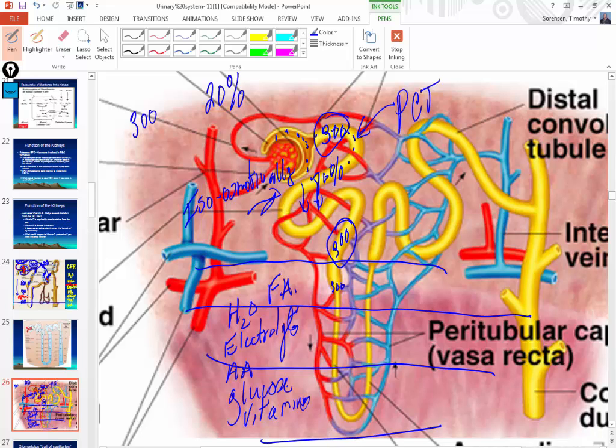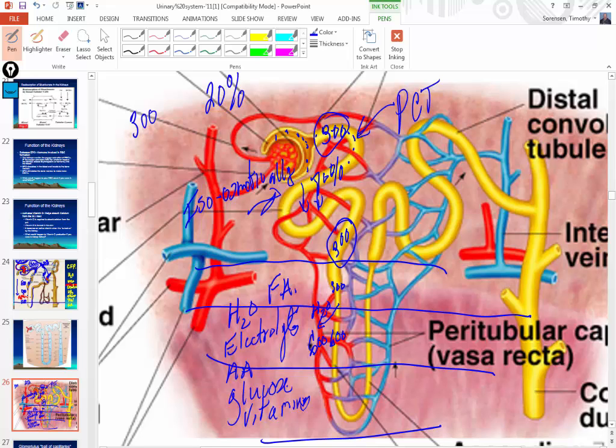So the only thing that can get reabsorbed back into the blood in the descending limb of the loop of Henle is water. So water will get reabsorbed back into the blood by osmosis, because water always moves from an area of low osmolarity to an area of high osmolarity. So the peritubular capillaries' osmolarity is 600, but what's the osmolarity of the filtrate? 300. So water will get reabsorbed back into the blood until the osmolarity of the filtrate and the osmolarity of the peritubular capillaries is the same. So the osmolarity of the filtrate is going to become 600.